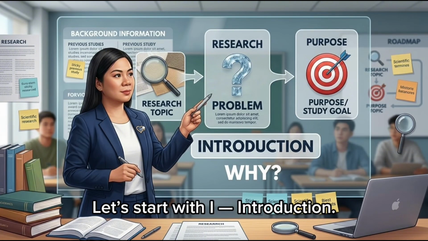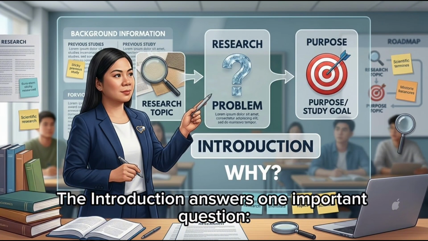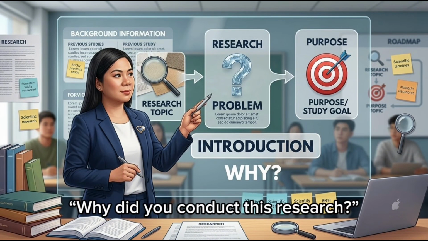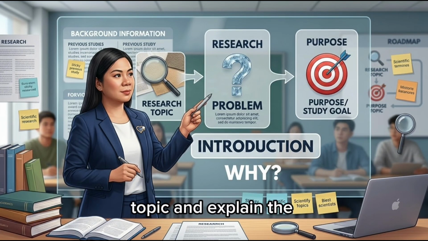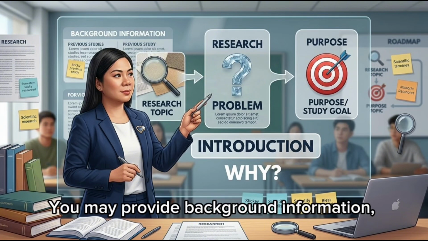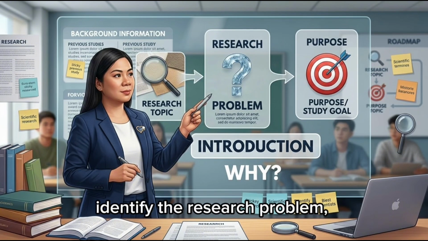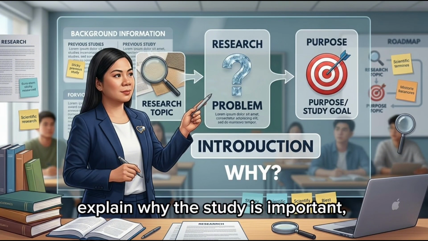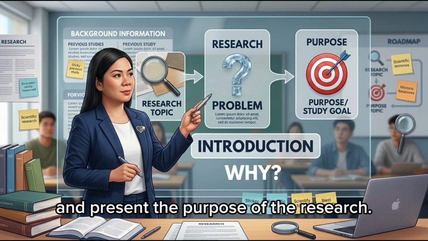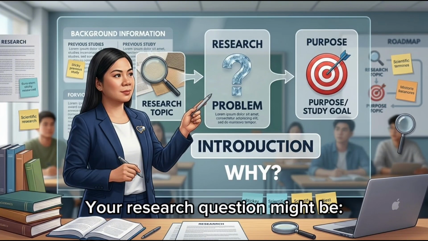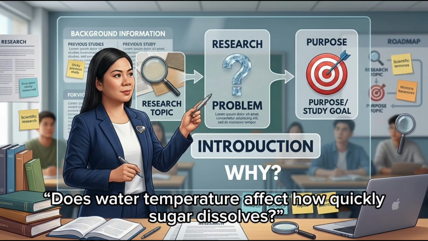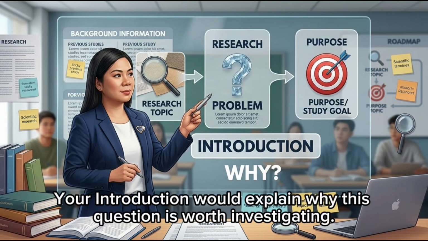Let's start with I, Introduction. The introduction answers one important question. Why did you conduct this research? This is where you introduce your research topic and explain the problem you want to investigate. You may provide background information, identify the research problem, explain why the study is important, and present the purpose of the research. For example, suppose your study is about sugar dissolving in water. Your research question might be, does water temperature affect how quickly sugar dissolves? Your introduction would explain why this question is worth investigating.